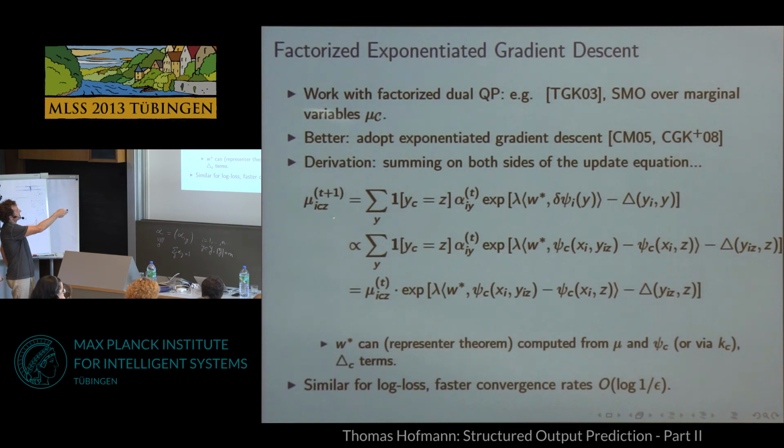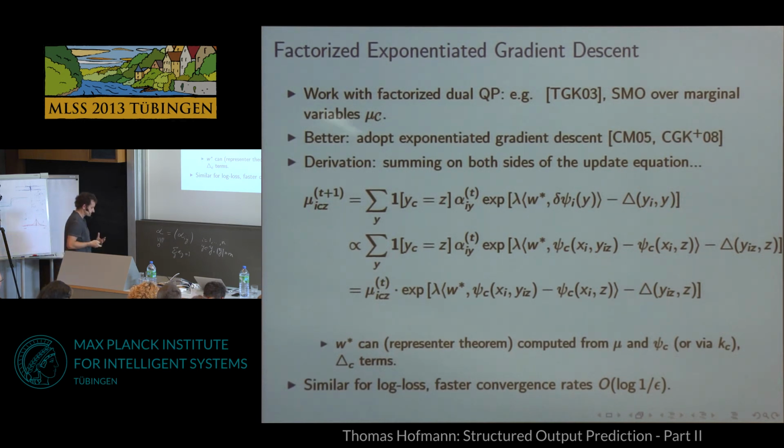You basically get an update equation that tells you, well, this marginal at time step t plus 1 should be equal to the previous marginal plus some exponential update rule that now contains things that just have to do with this specific factor c, okay? So you see that here again, you recover something that now only depends on properties that have to do with a specific factor that you've chosen, okay?